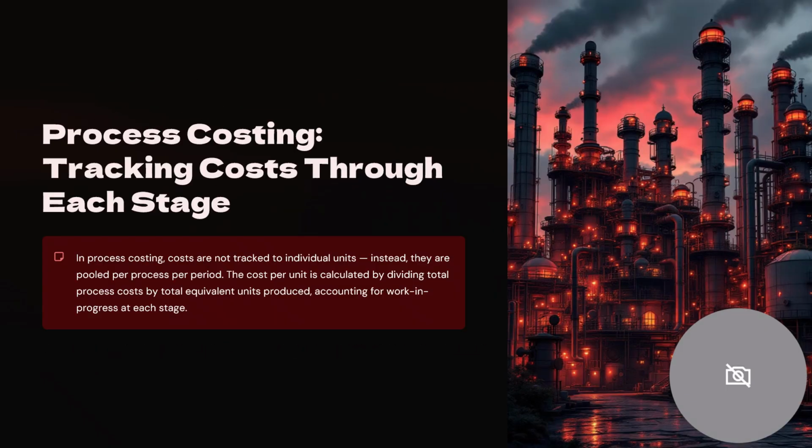In process costing, production happens in stages. First is raw material, then semi-finished goods, and finally finished goods. This method is used in industries like oil refining, food production, and chemicals.